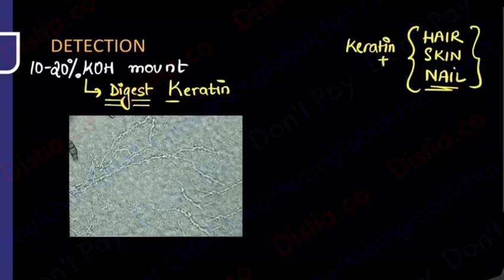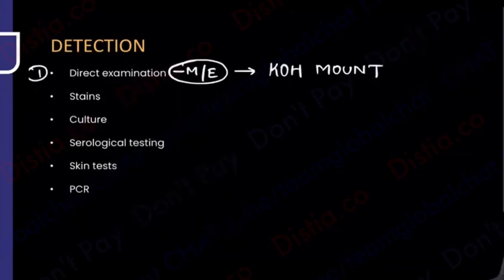So see, you digested the keratin and then you started seeing beautiful hyphae. Beautiful for us, obviously not for the patient, but yeah, you can see these long beautiful hyphae, but you could only see that once the keratin was removed, and that is exactly what is done over here. Well, having said that, this is about the KOH mount. That was direct examination without putting any colors.